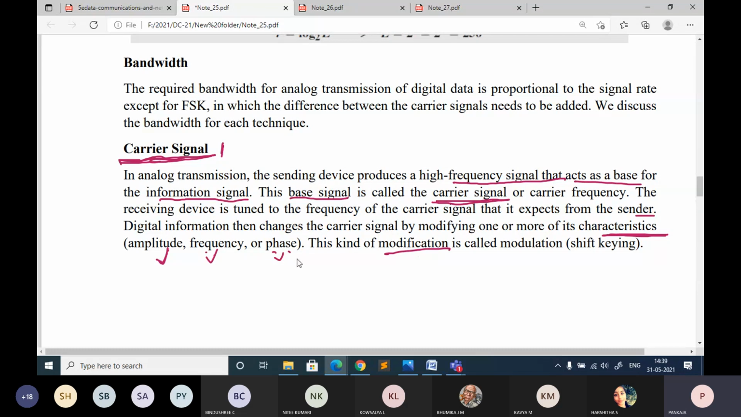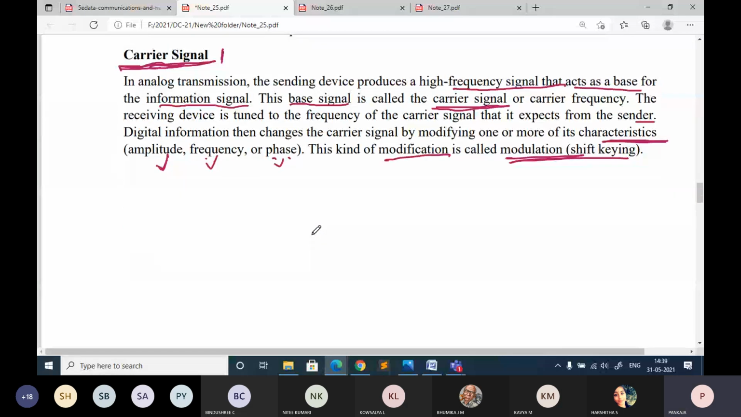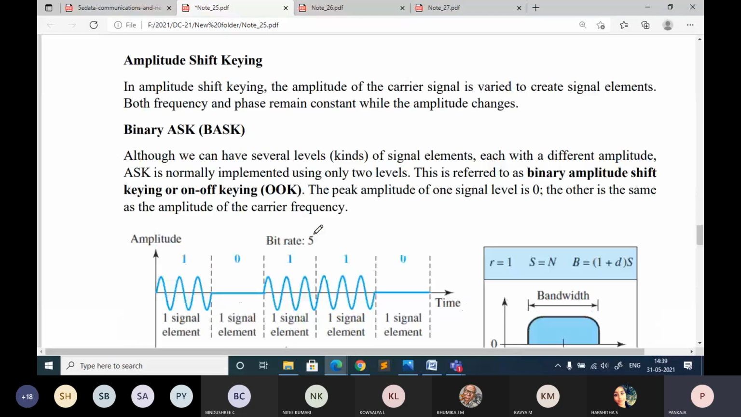Modification means you are changing the data: the frequency of the data is changed, or the amplitude of the data is changed, or the phase of the data is changed. That technique we call modulation. Modulation is nothing but shift keying. In that we'll start with ASK.